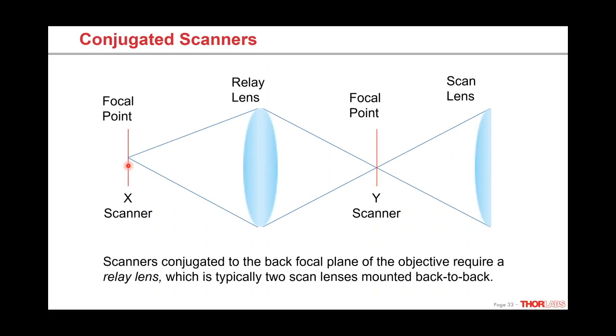However, it's not always used, for two reasons. One, with the relay lens, you're now essentially placing three scan lenses in the system, and since scan lenses are one of the most expensive optics in a system, you're dramatically increasing the cost. And the second is you're adding a lot of glass to the system, so you're reducing the throughput efficiency of your excitation lasers, and you're increasing the dispersion when doing multiphoton imaging.